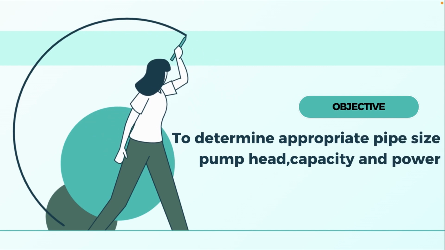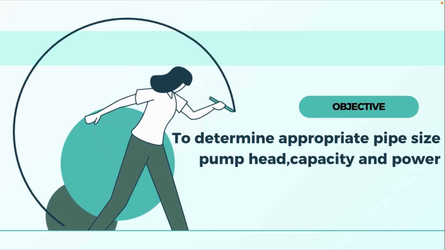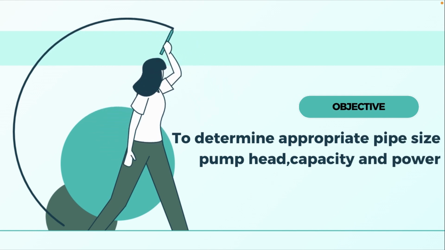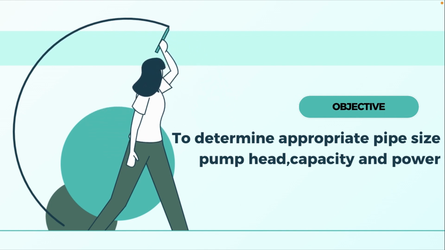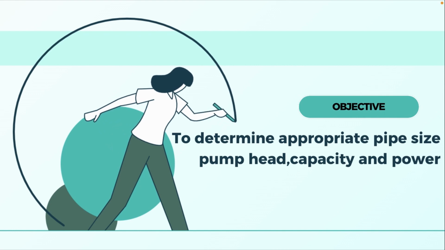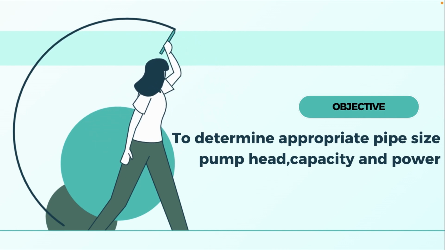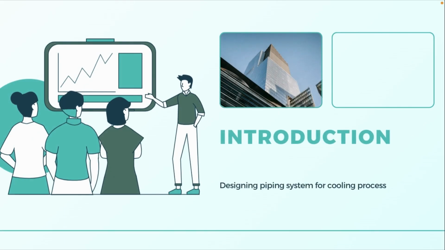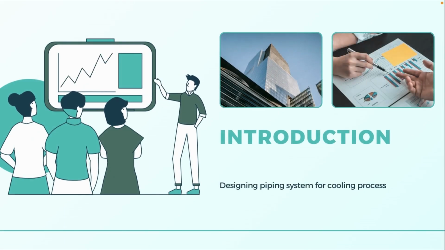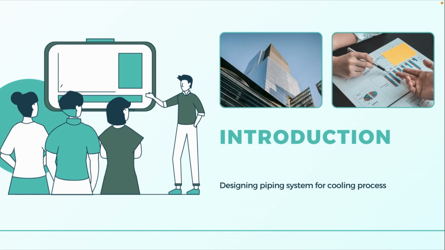I will present about the objective for this assignment. The objective for this assignment is to determine the appropriate pipe size and pump specification to ensure efficient operation. This assignment is focused on designing a piping system for a cooling process, which involves the transfer of heat from a condenser to a cooling tower facilitated by a pump.